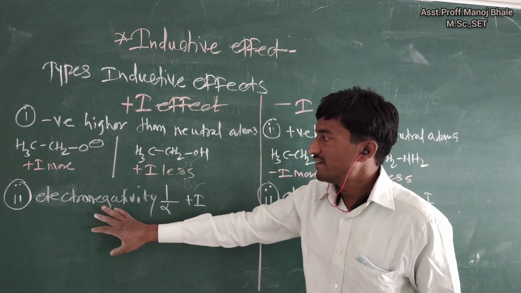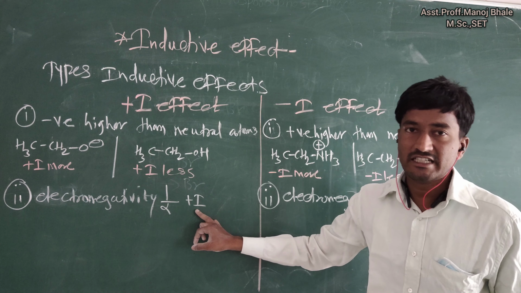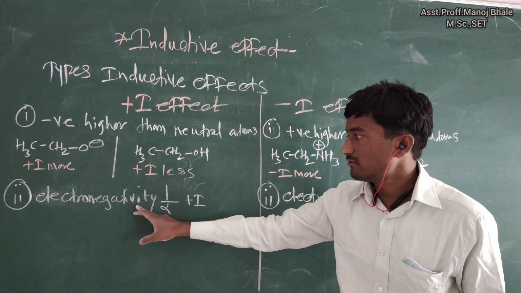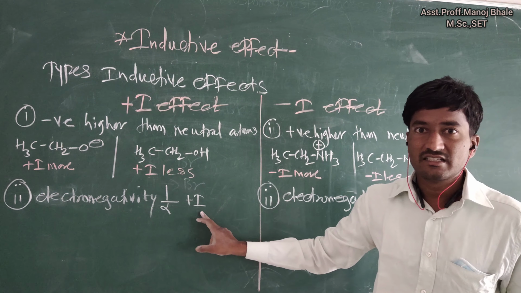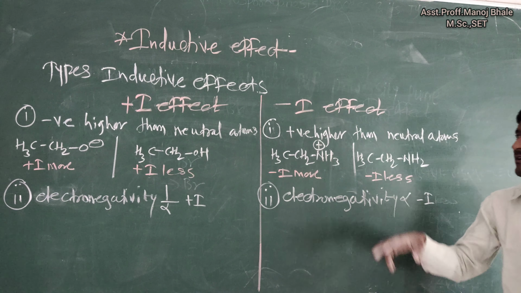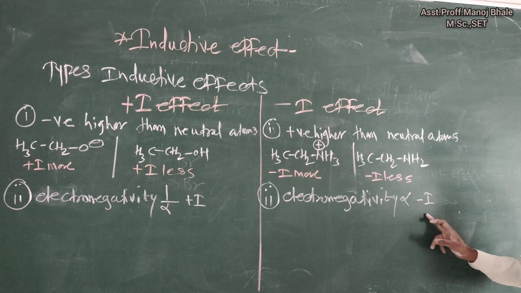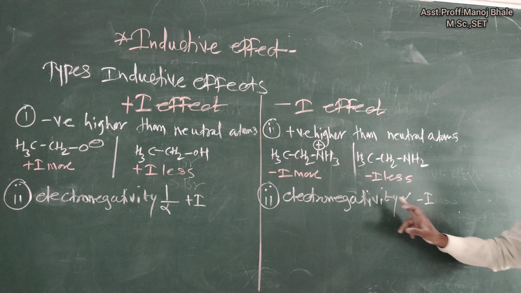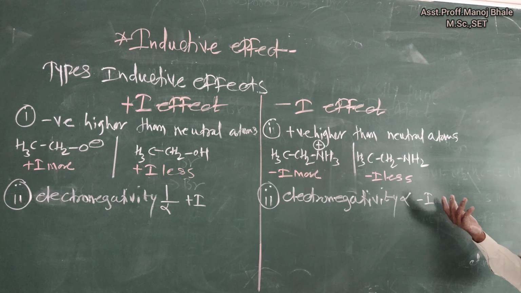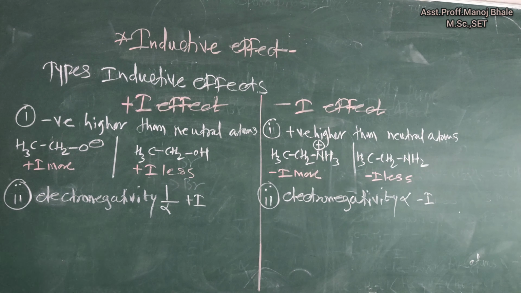That means in the case of the plus I effect, when electronegativity increases, the plus I effect decreases. Right? Electronegativity increases, plus I effect decreases. Electronegativity decreases, plus I effect increases. While in the case of the minus I effect, electronegativity increases, and the minus I effect also increases. Electronegativity decreases, and the minus I effect also decreases. So that is the second comparative point given, where we are looking at electronegativity.